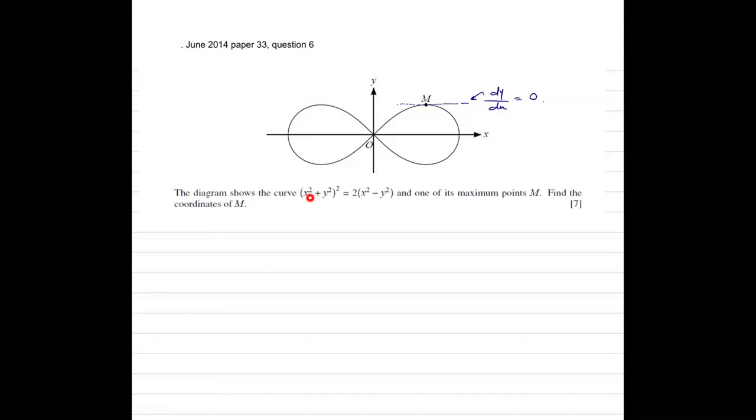Now, it's up to you. If you want to open it first, that's going to be x to the power of 4 plus 2x square y square plus y to the power of 4 equals 2x square minus 2y square. Now you are going to differentiate it. So I know differentiation of x to the power of 4 is going to be 4x cube, right?